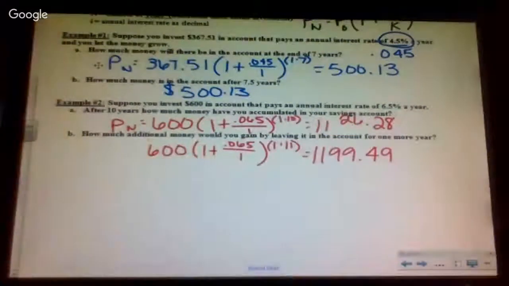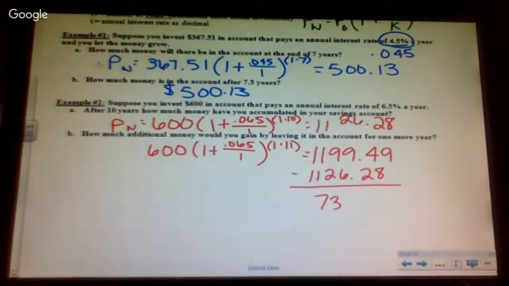1199.49. Look at the question. How much additional money? So what do I now have to do? This is not my answer. Subtract these two. 1126.28. How much additional money have we gained? $73.21 we have gained over a year. Are we done? With that problem, yes.